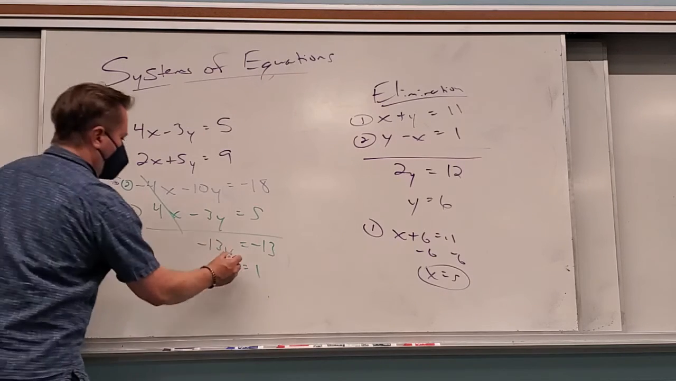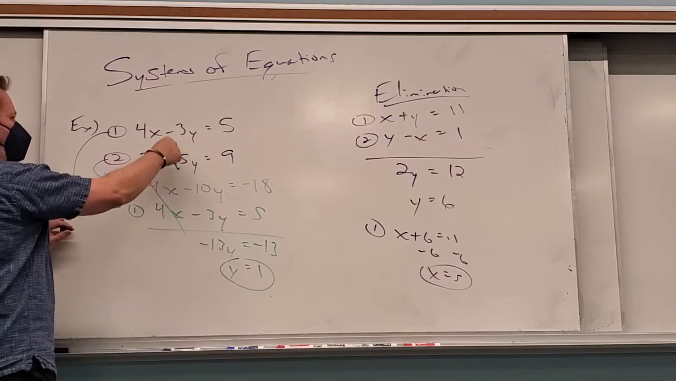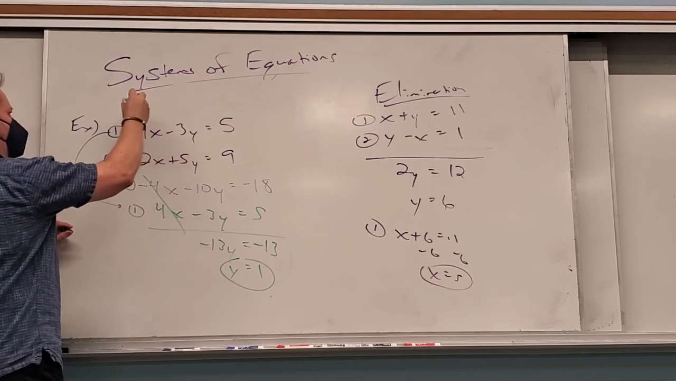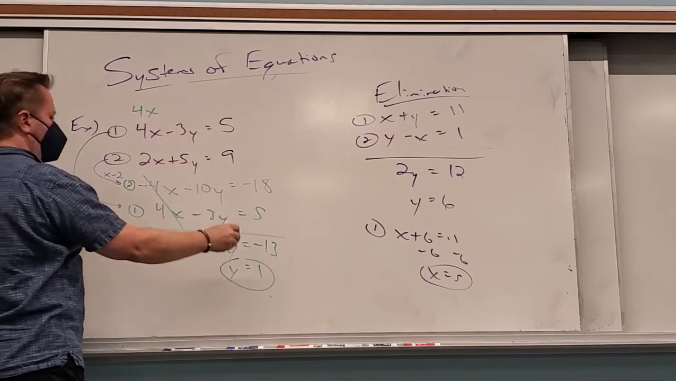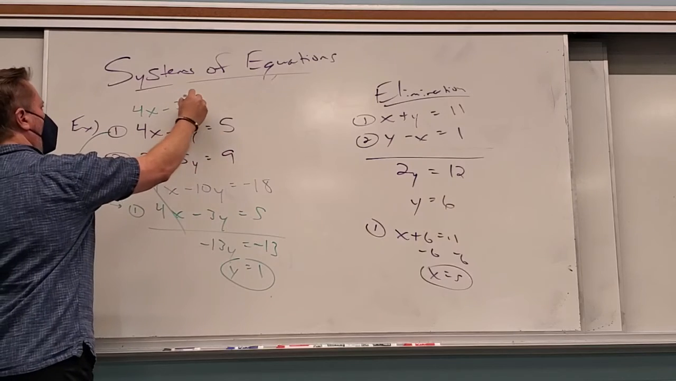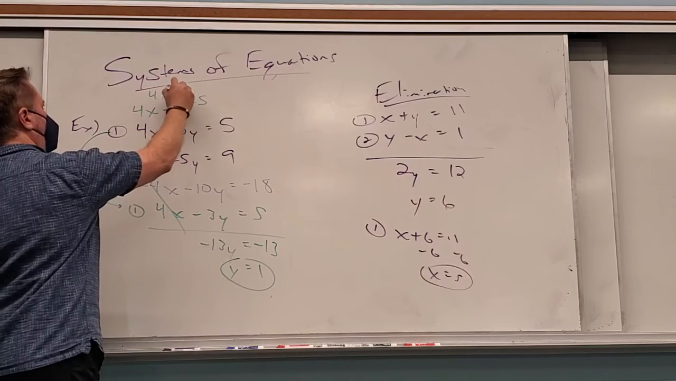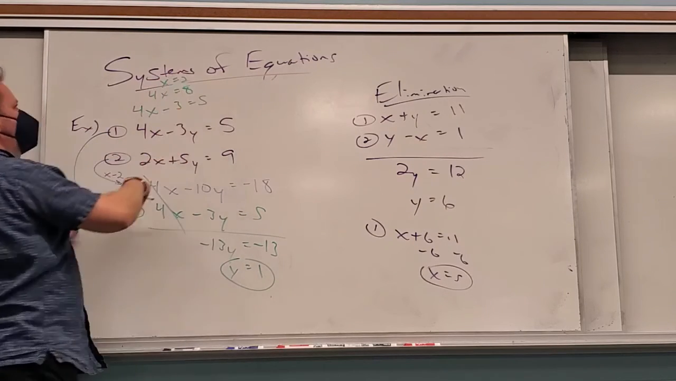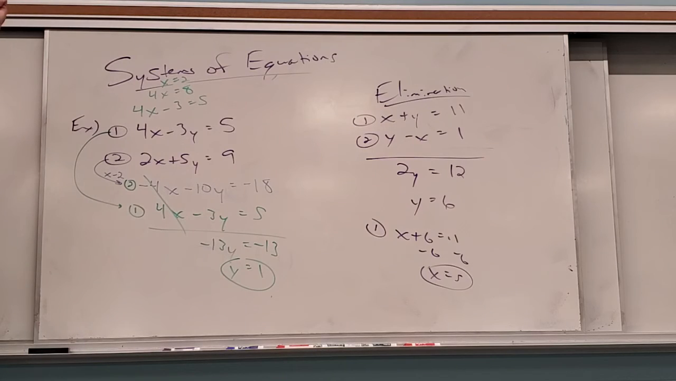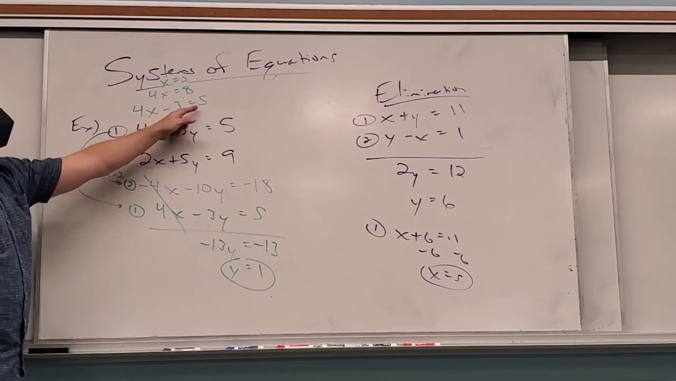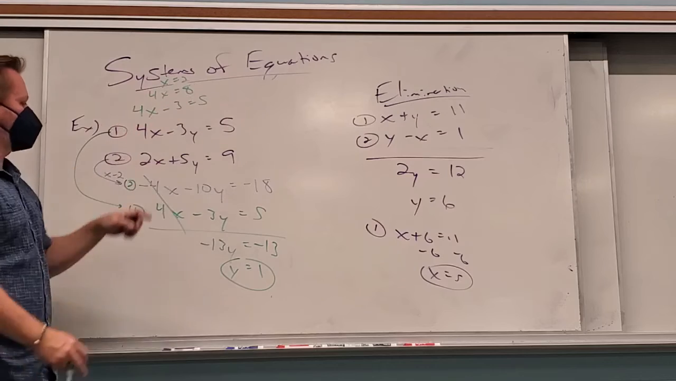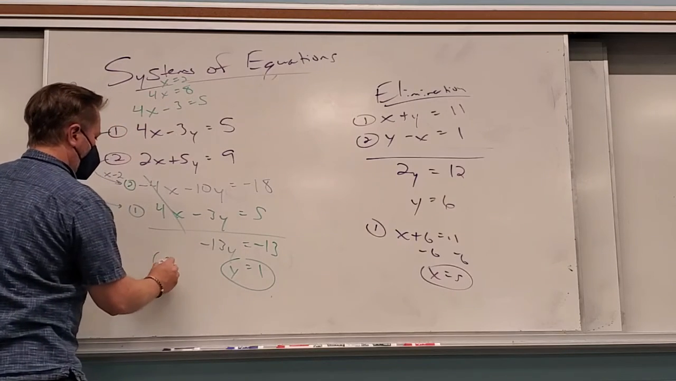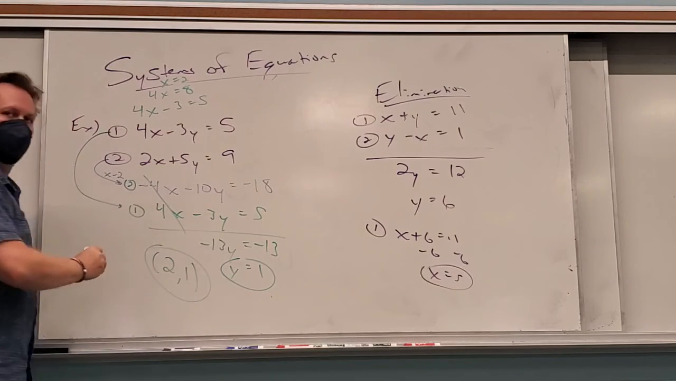And if I know one variable, I can pick either equation to figure out the other one. This is just sitting there easier. So now if I put a 1 in, I can solve for x. I went up that time, is that cool? 4x minus 3 is 5, add the 3, divide by 4, I get x is 2. So the answer is 2, 1.